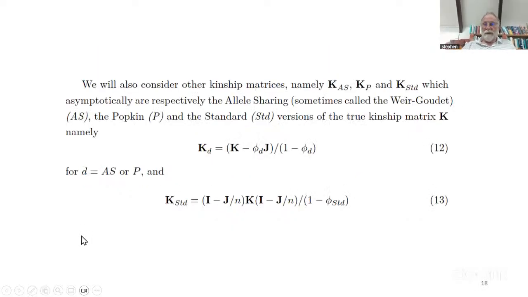Well, we use one of these two forms here. We've got KD is equal to this for the allele sharing in Popkin, where we basically are subtracting off phi d times J and dividing by 1 minus phi d. But the point is that we do know KD, we can estimate KD, we cannot estimate K, we cannot estimate phi d. And for the standard estimator, what we get is this thing here. You can see it's basically this centering matrix times K times the centering matrix, again divided by something we don't know. So we know this, we don't know K, and we don't know phi standard.